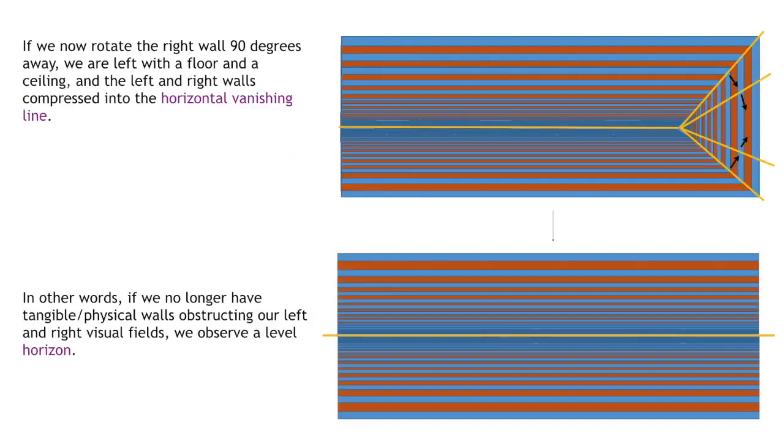So if we now rotate the right wall 90 degrees away, we are left with a floor and a ceiling, and the left and right walls compressed into the horizontal vanishing line. So we're going to do the same thing now for the right side, and you can see that if you were to look at this, you would see essentially just a ceiling and a floor if there were no tangible objects in your view.